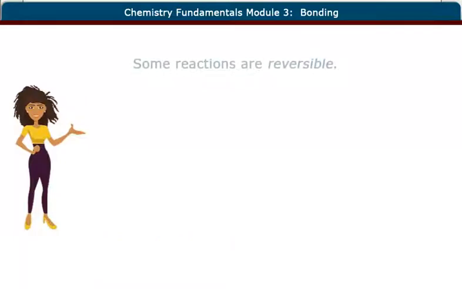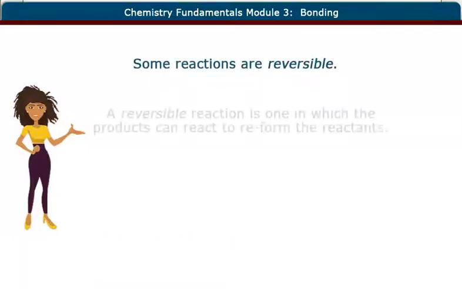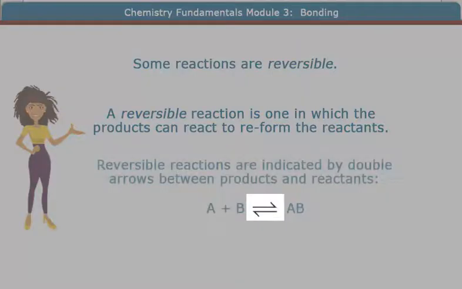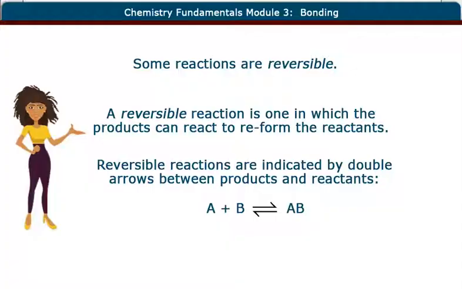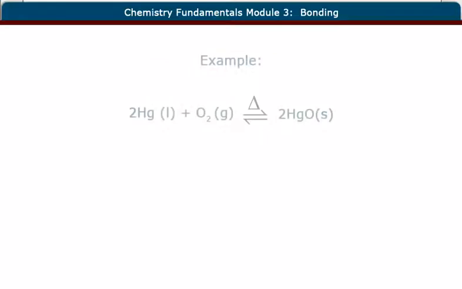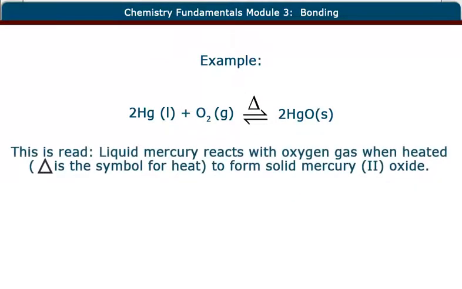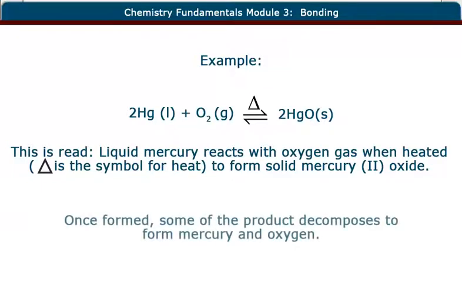Some reactions are reversible. A reversible reaction is one in which the products can react to reform the reactants. Reversible reactions are indicated by double arrows between products and reactants. Here is an example of a reversible reaction. Liquid mercury reacts with oxygen gas when heated (delta is the symbol for heat) to form solid mercury(II) oxide. Once formed, some of the product decomposes to form mercury and oxygen.